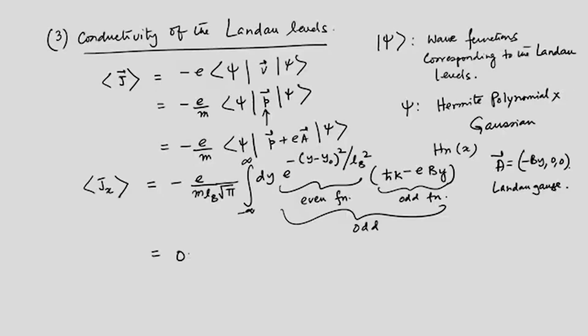Now that makes us wonder: if the conductivity of the Landau levels is 0, then how does the Hall conductivity arise, or the Hall resistivity, the inverse of that? That question will be answered, but in general the Landau levels do not have any conductivity, or they cannot conduct because of their flatness.